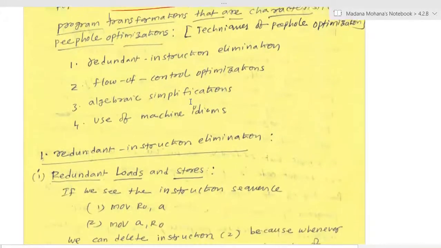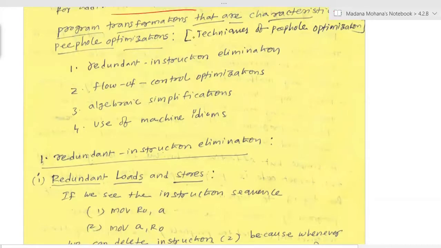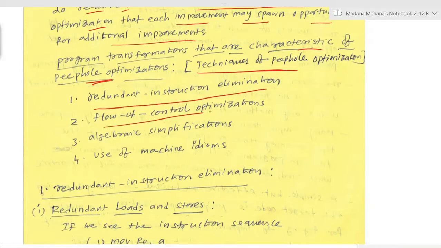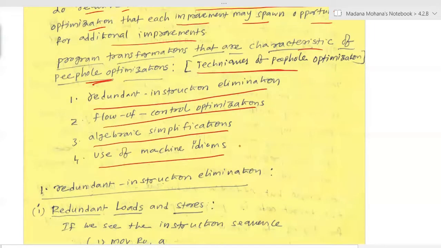Now, what are the various techniques of peephole optimization? There are some techniques. Program transformations that are characteristics of peephole optimization, which is also called techniques of peephole optimization. Suppose in an examination they ask you to explain various techniques, characteristics, or transformations of peephole optimization, it is the same thing. The following four: the first technique, redundant instruction elimination; flow of control optimization; algebraic simplification; use of machine idioms.